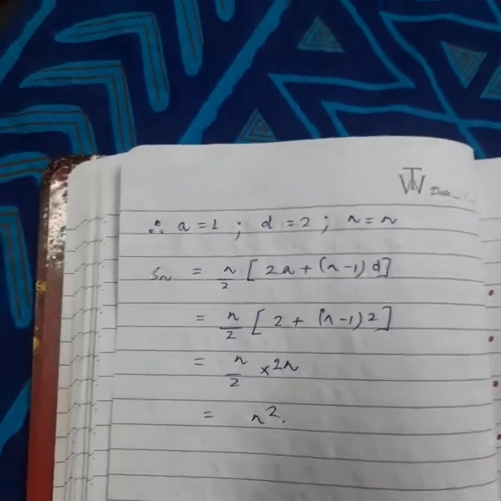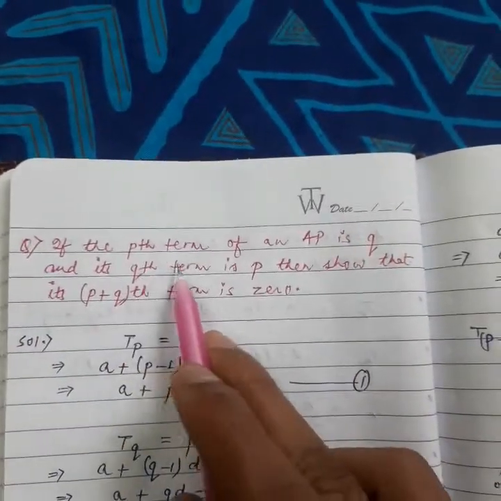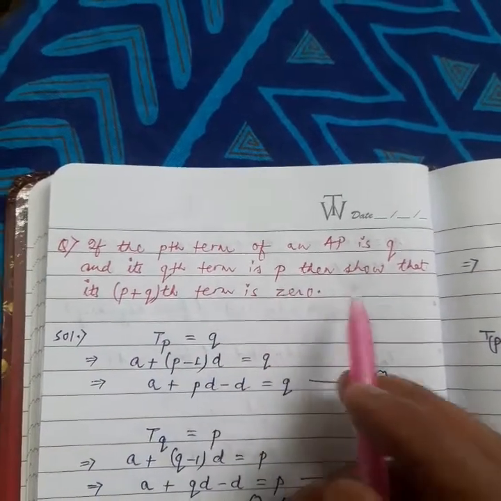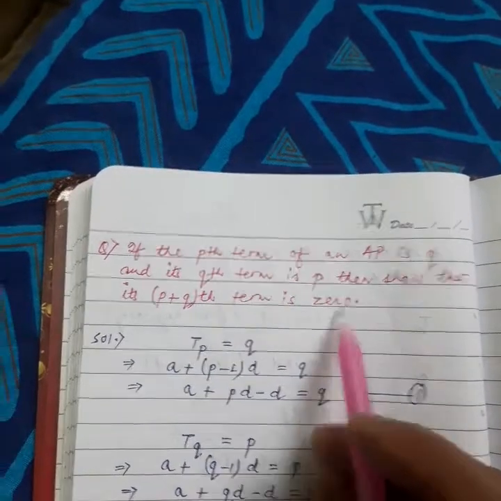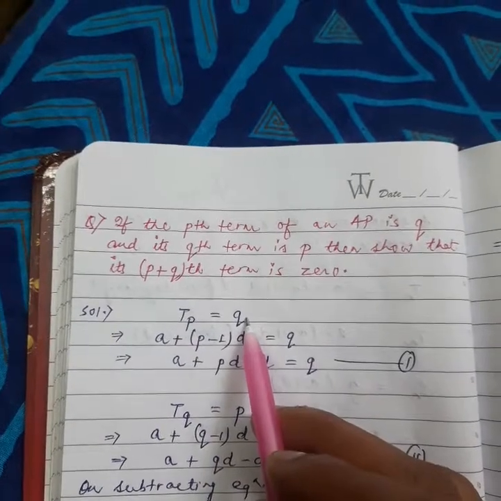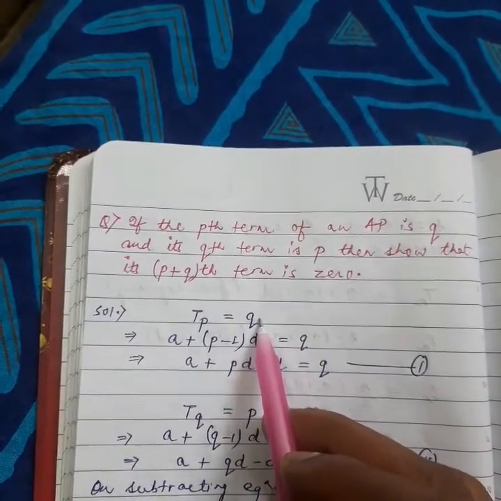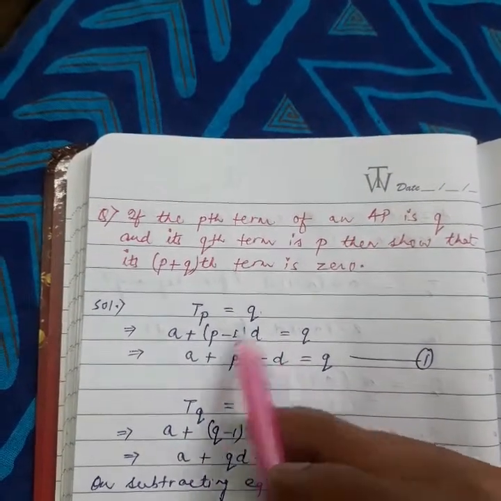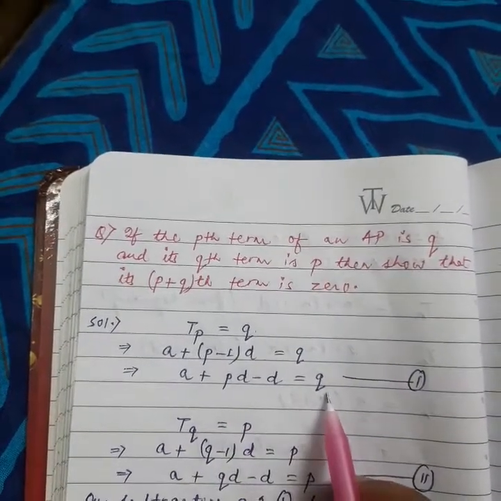Let us discuss one more question, that is, if the pth term of an AP is q and its qth term is p, then show that its p plus qth term is 0. Now the question is saying the pth term is q, so Tp will be q. As we know, Tn equals a plus n minus 1 into d. Similarly, Tp will be a plus p minus 1 into d. Solving this, we got one equation, a plus pd minus d equals q.